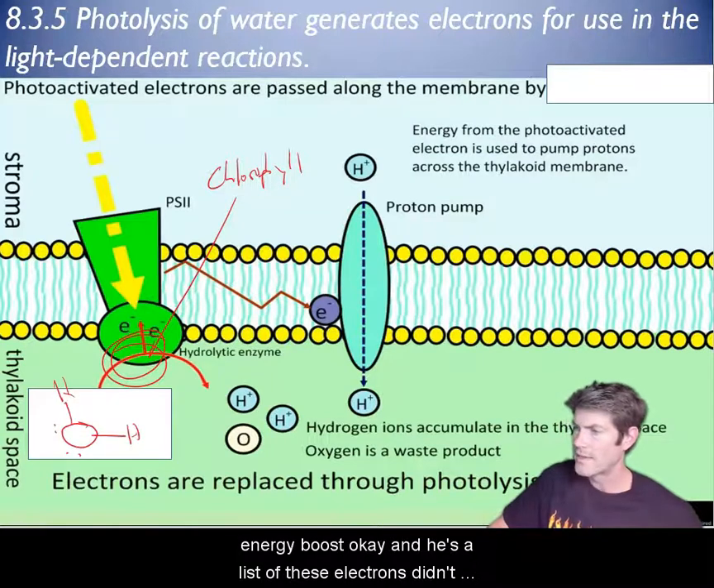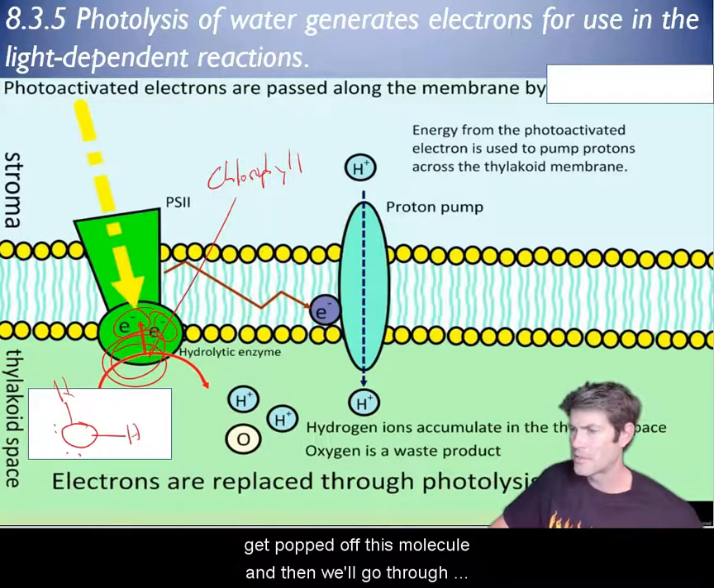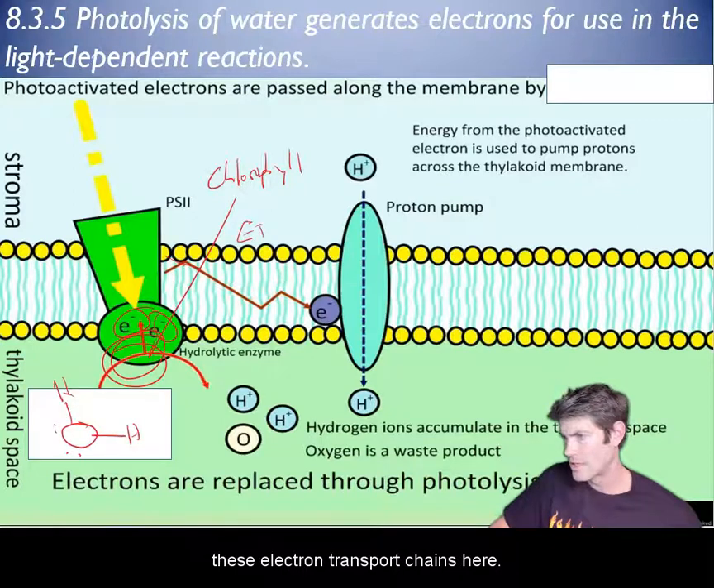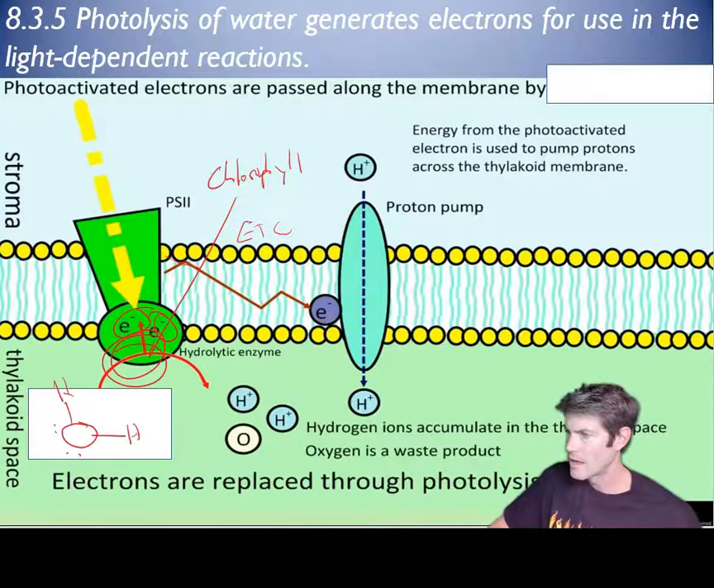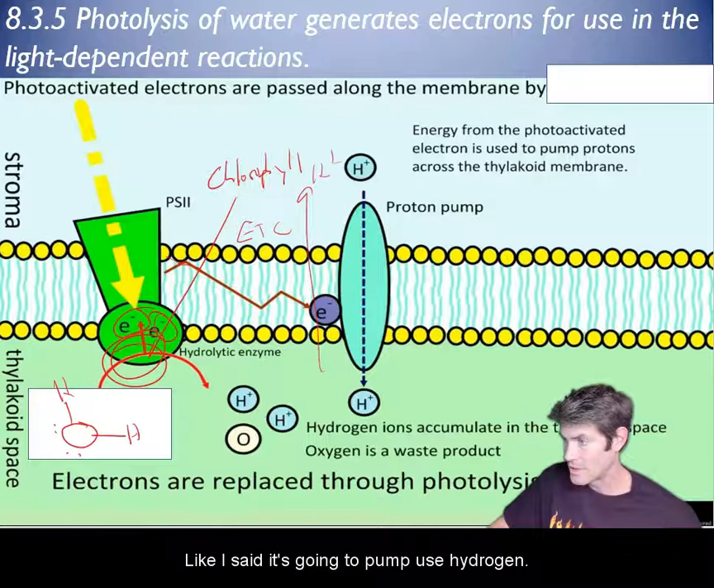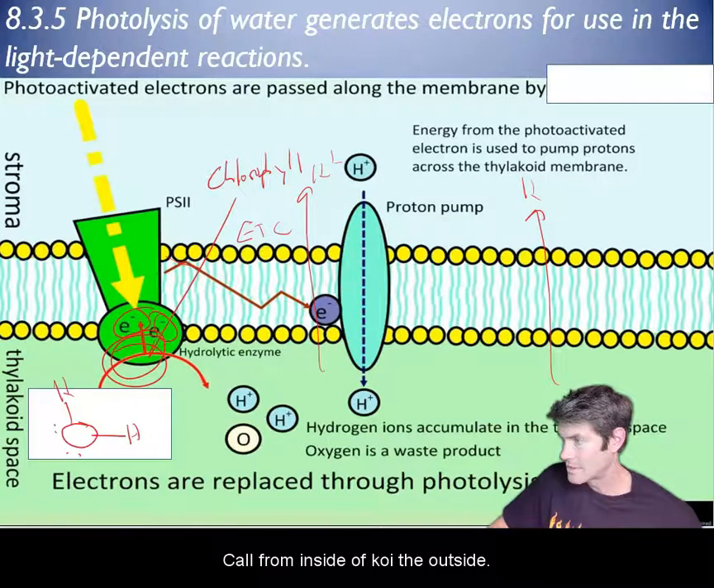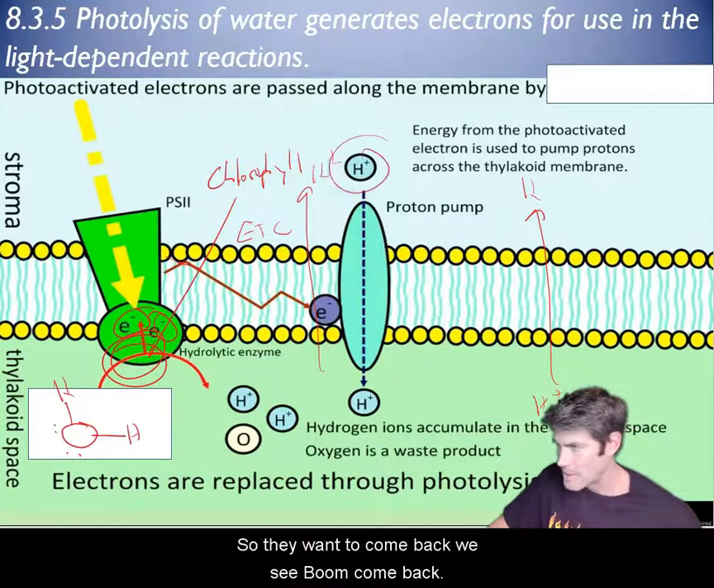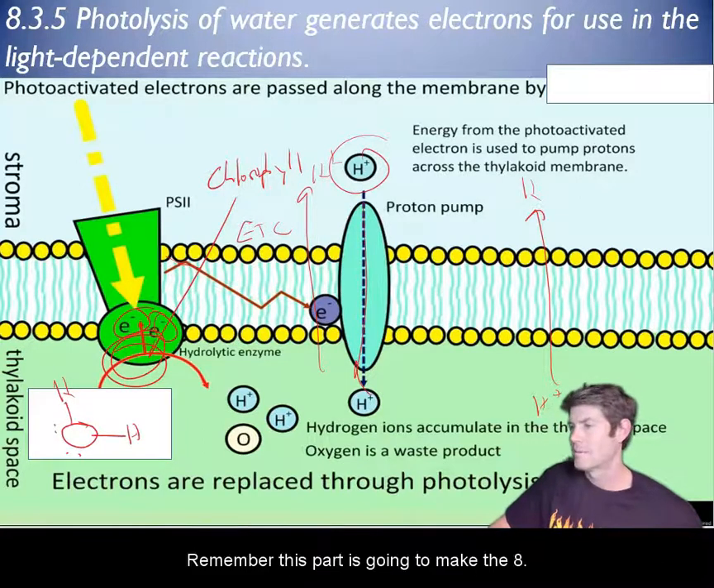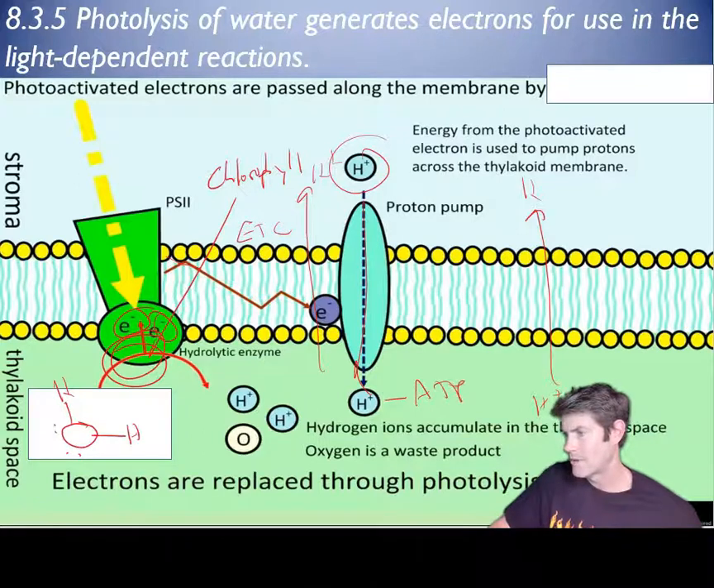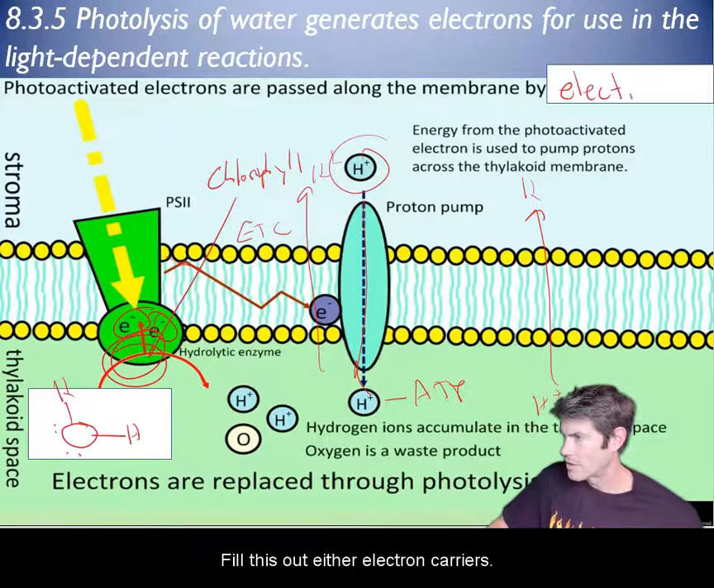Okay? And these electrons then get popped off this molecule, and then we'll go through these electron transport chains here. Like I said, it's going to pump these hydrogens going from in the thylakoid to outside. So they want to come back. We see, boom, come back. Remember, this part is going to make the ATP. These are electron carriers.